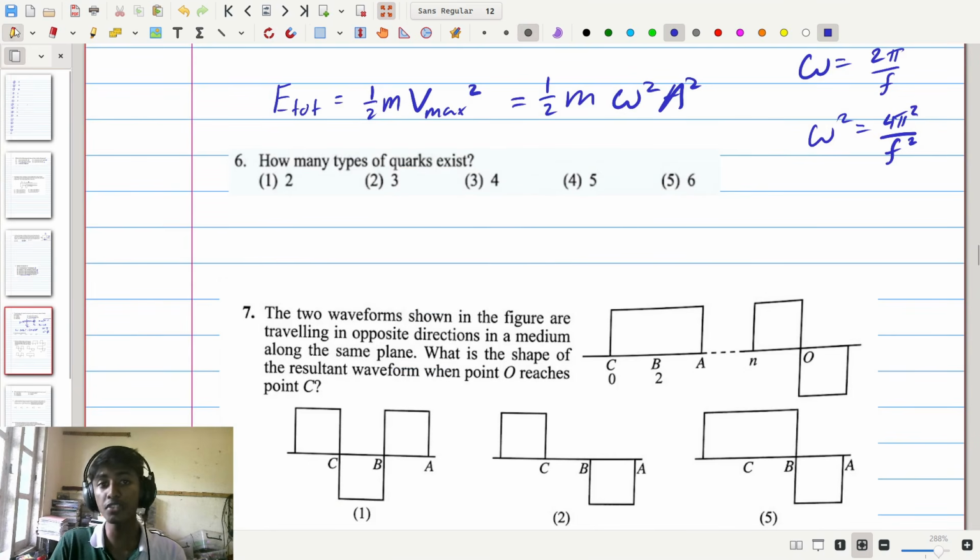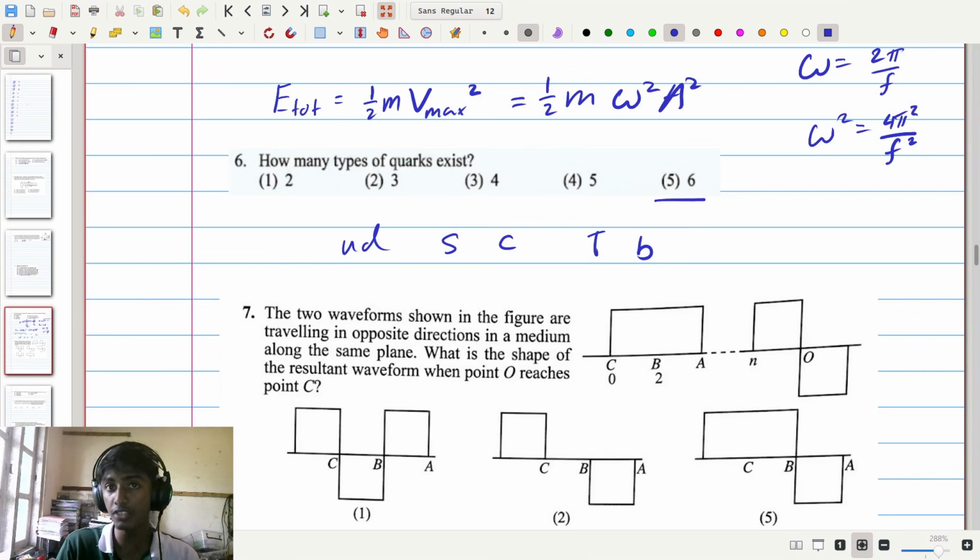Now moving on to question 6. Question 6 says, how many types of quarks exist? And the answer here is 6. So the answer here is answer number 5. The 6 quarks are the up quark, the down quark, the strange quark, the charm quark, the top quark, and the bottom quark. So those are the 6 total quarks. So with that, the answer for question number 6 is 6.